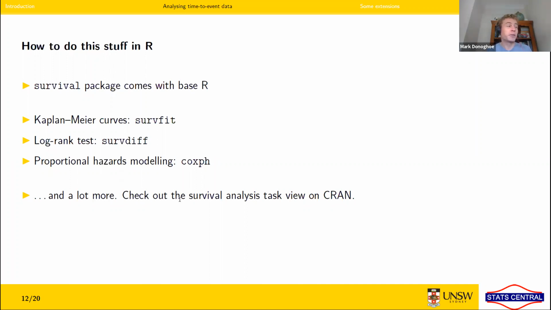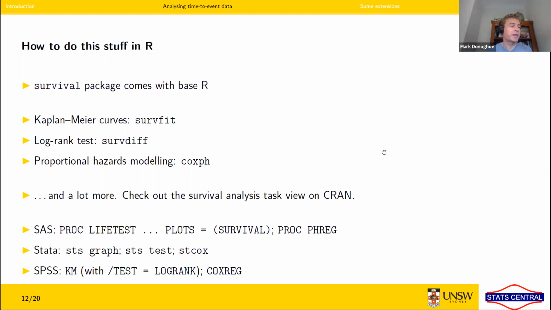And if you're interested in survival analysis, I would encourage you to check out the survival analysis task view. It's basically like a list of all the packages in R that will help you do the many different things in survival analysis. If you don't use R, again, because these are pretty basic things, they're included in every stats package. So in SAS, proc lifetest does the plots and the tests, or you can do phreg to fit the regression model. You can do the graphs and the tests in Stata or SPSS.